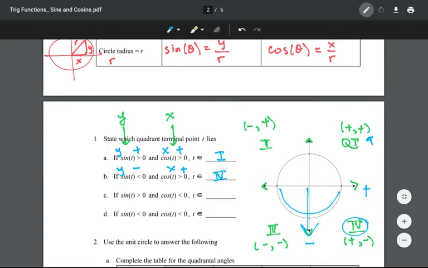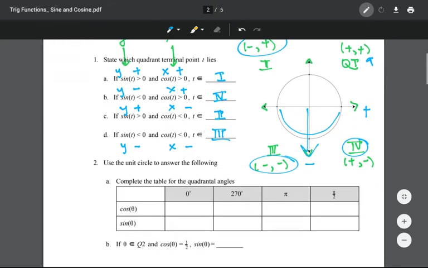Next, sine is greater than 0, so y is positive. Cosine this time is negative, so x is negative. So I want negative x's, but positive y's. There they are in quadrant 2. And then finally, sine is negative, so y is negative, and cosine is negative, so x is also negative. This must be quadrant 3, where all of our coordinates are negative, quadrant 3.